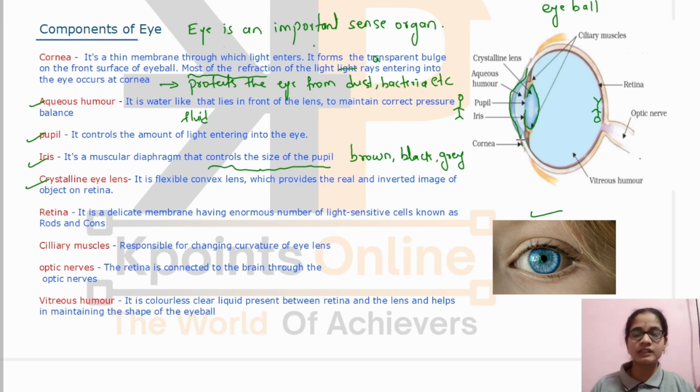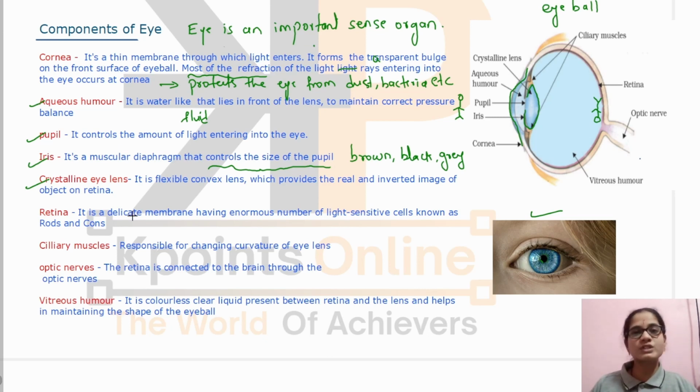How is it possible? It is due to the fact that the image formed on the retina is first converted into electrical signals. Then it is sent to the brain. The brain will process this information and convert the image into the upright, that is erect, image. So this is the lens which is responsible for making the real and inverted image of the object on the retina.